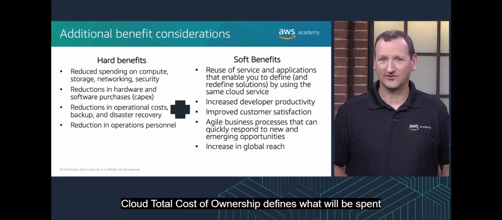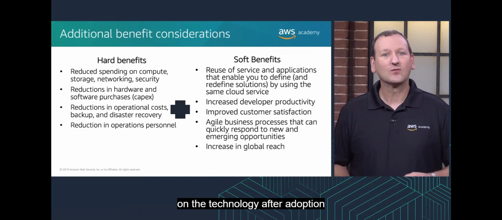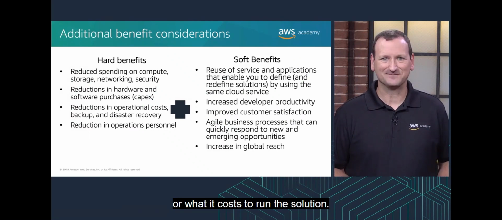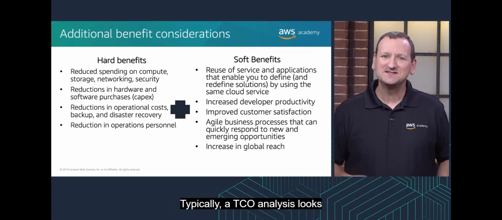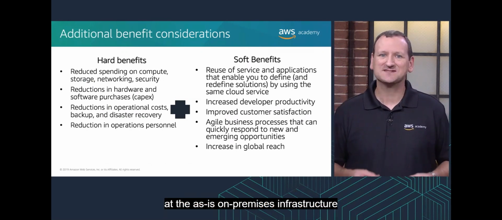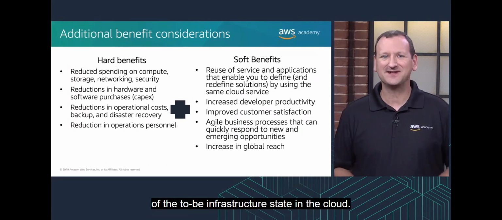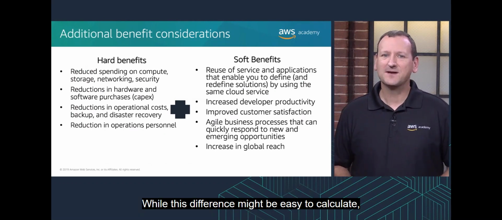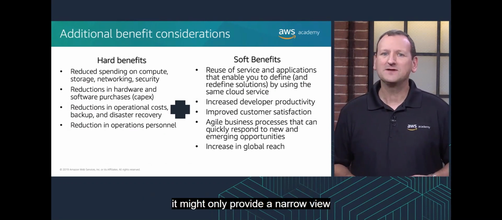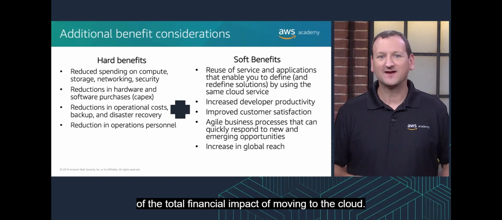Cloud total cost of ownership defines what will be spent on the technology after adoption, or what it costs to run the solution. Typically, a TCO analysis looks at the as-is on-premises infrastructure and compares it with the cost of the to-be infrastructure state in the cloud. While this difference might be easy to calculate, it might only provide a narrow view of the total financial impact of moving to the cloud.